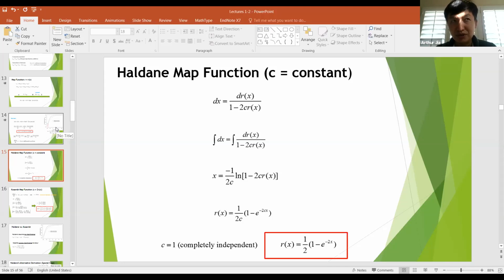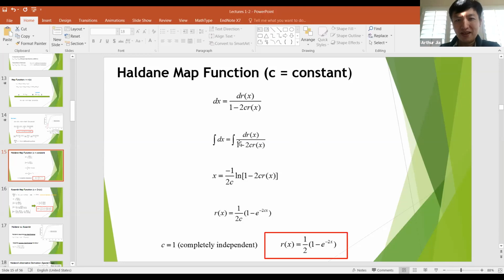So next we introduced the map function. The map function is a function that describes the relationship between these two measures. We try to relate the additive X with the non-additive R. There are two commonly used map functions. One is the Haldane function, which we covered last time. So this was where we left, right? We're going to continue from here.